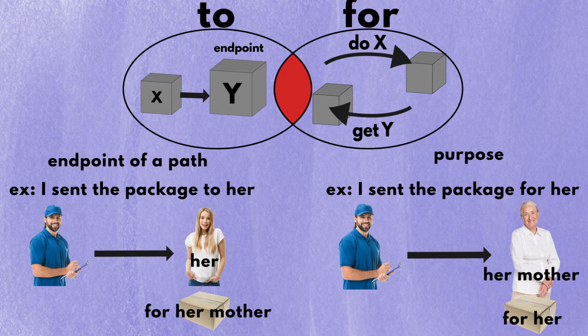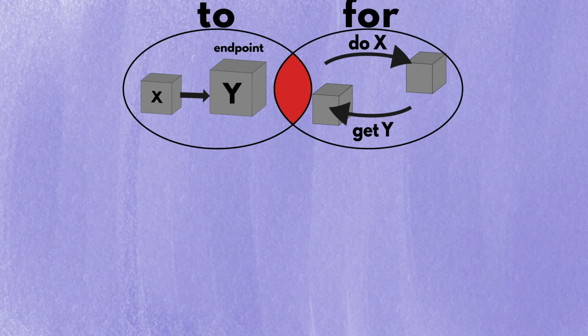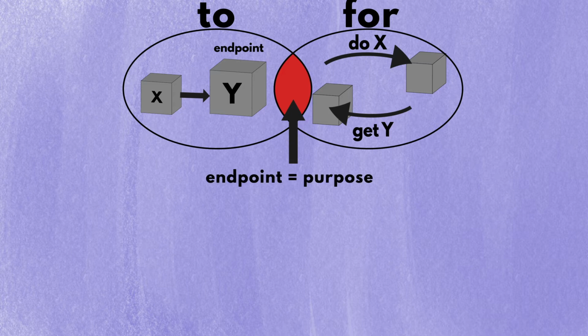So in short, the difference between the two words lies in the emphasis on endpoint or purpose. Okay, here comes the overlap of meaning. In certain situations, the two words end up having the same meaning. Oftentimes, these situations have to do with things whose endpoint and purpose are the same.